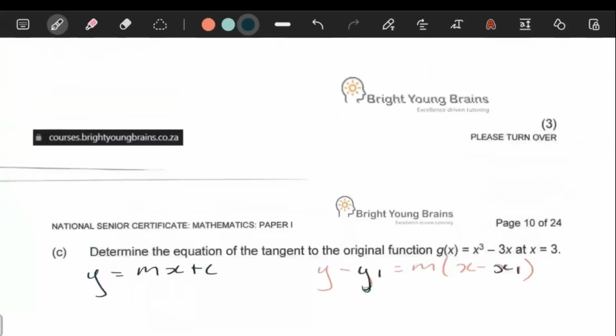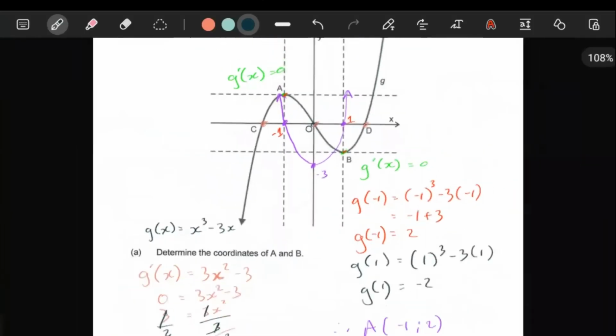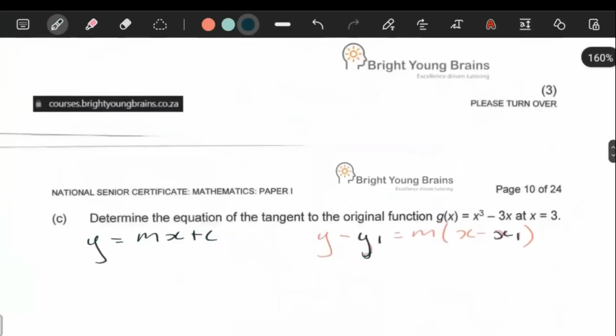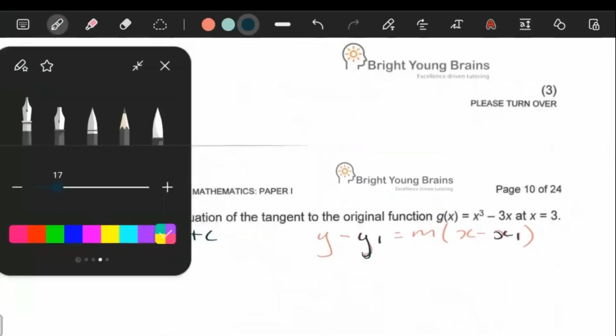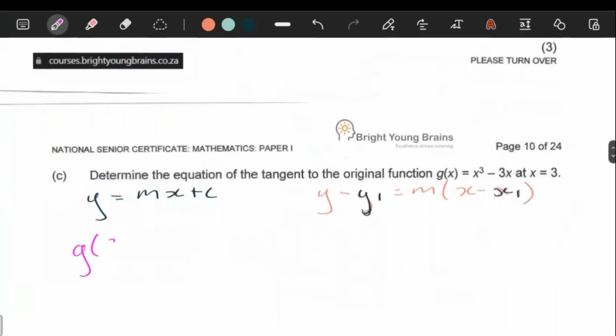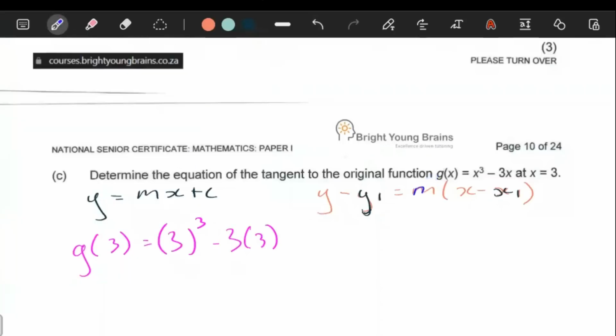Since they say they meet where x is 3, we can get the y value using the original equation of our curve. Our original equation of our curve is mainly only going to give us the coordinate, which is x1 and y1 over here. So we need that. And then we also need the gradient.